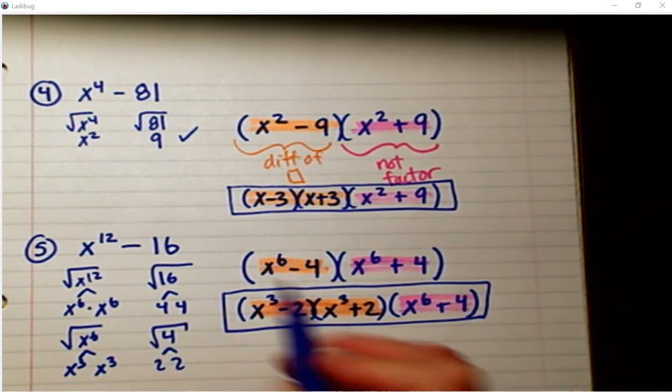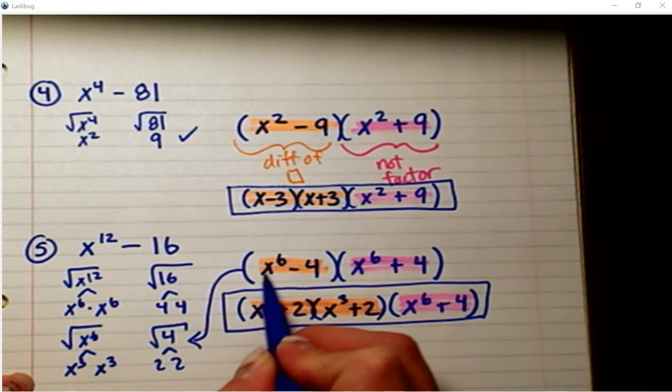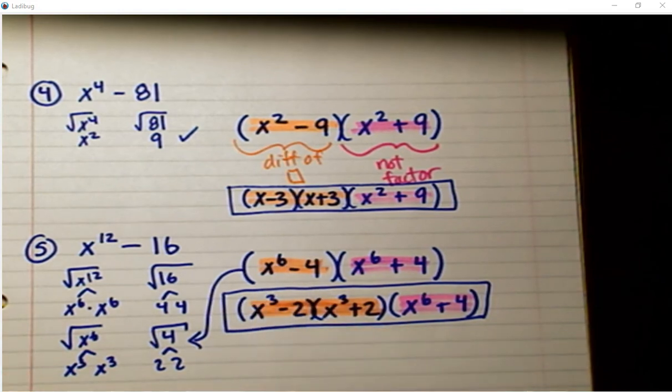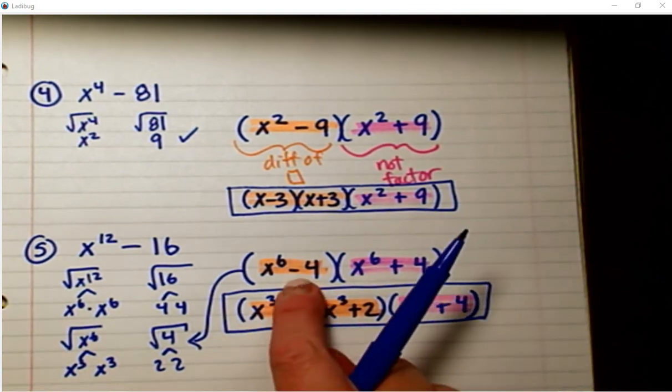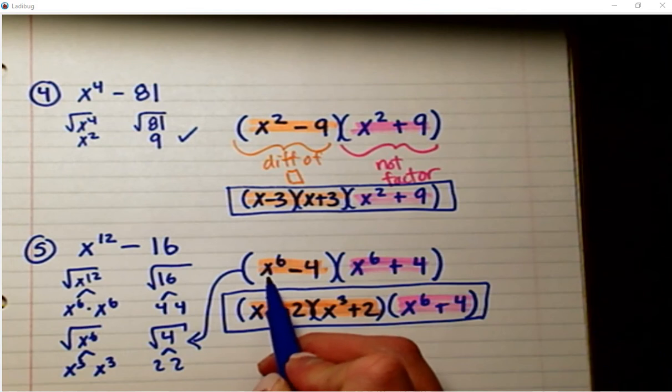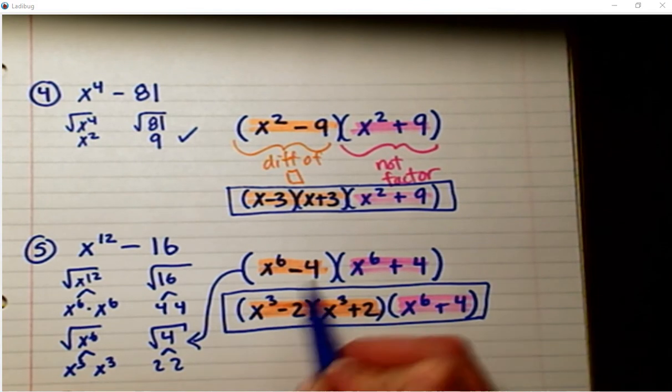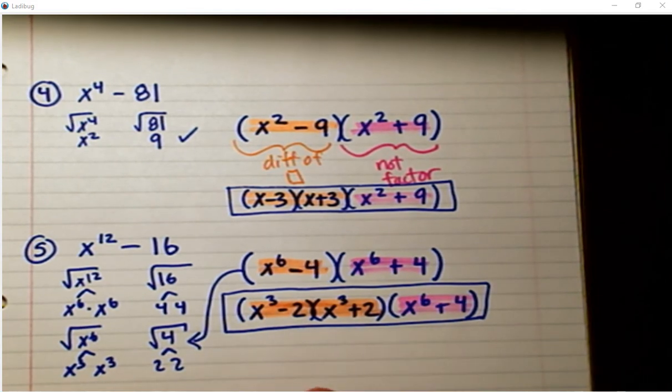Here? Yeah. Oh, I was checking these 2 terms, the difference, right? The difference, the subtraction part. I was checking to see if x to the 6th and 4 were perfect squares so that I could use the pattern. Is that okay?